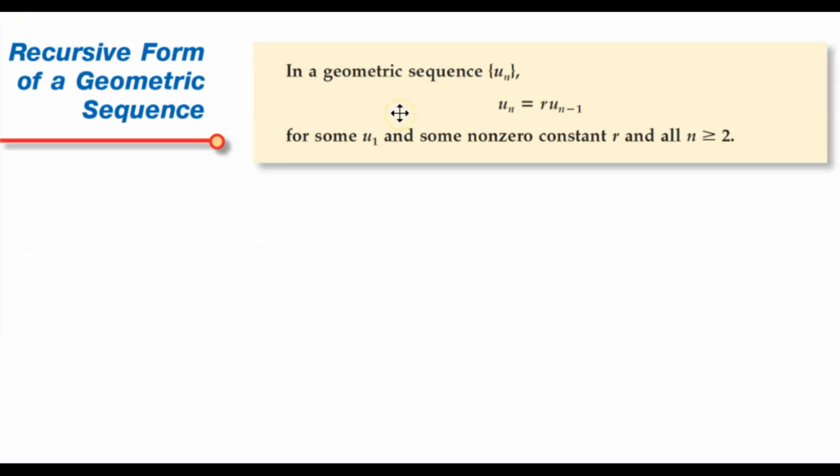So, a recursive form of a geometric sequence, a lot like an arithmetic sequence, is defined as: you can find any term if you know the common ratio and you know the term before it. That's the recursive form. The only difference with geometric is that you're multiplying, you're not adding.